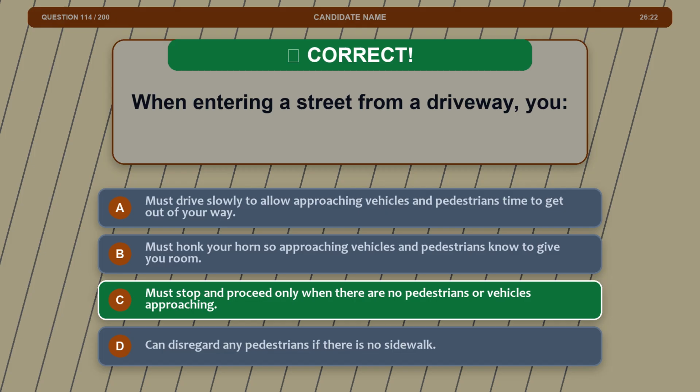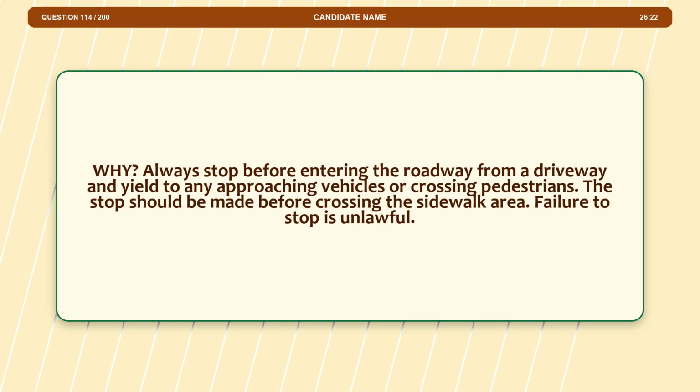The correct answer is option C, must stop and proceed only when there are no pedestrians or vehicles approaching. Explanation: always stop before entering the roadway from a driveway and yield to any approaching vehicles or crossing pedestrians. The stop should be made before crossing the sidewalk area. Failure to stop is unlawful.